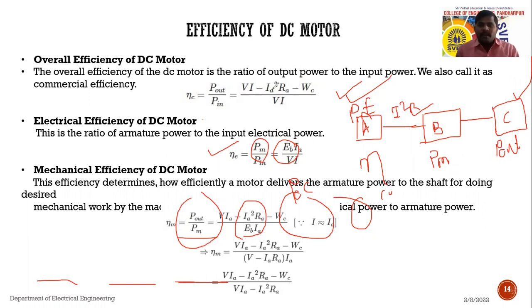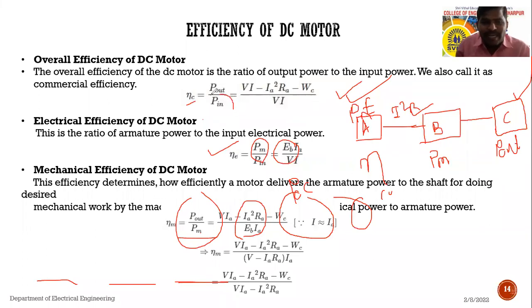Output power to the input power of the motor. We also call it the commercial efficiency. See, that is the overall efficiency or the commercial efficiency. It is not NC, it is eta C. It is equal to P out divided by P in. It is equal to VI minus IA square RA minus WC, divided by VI.